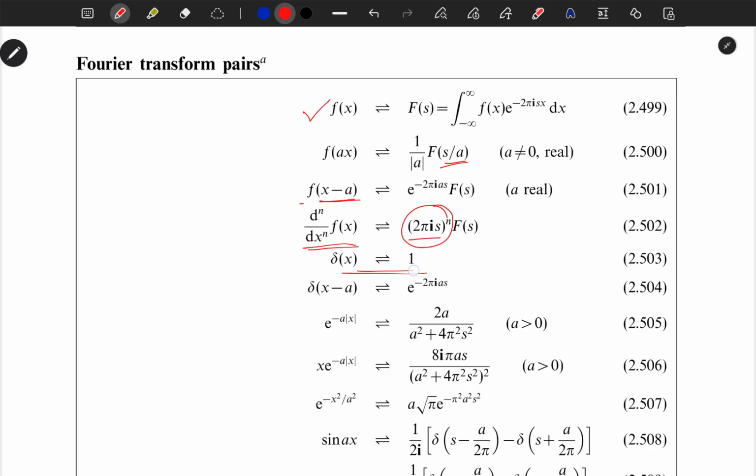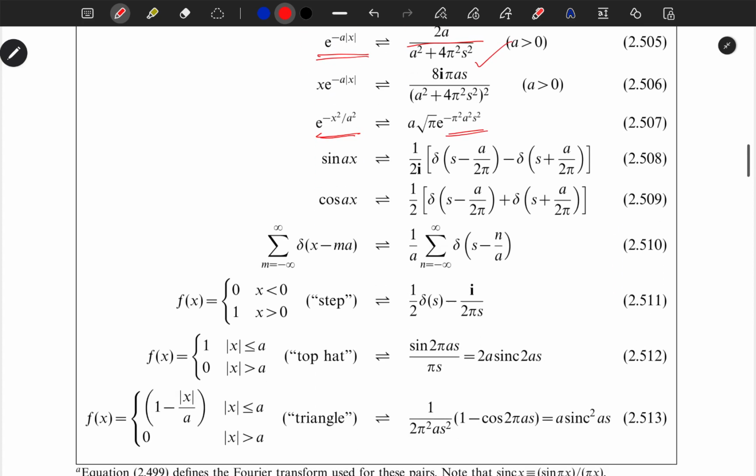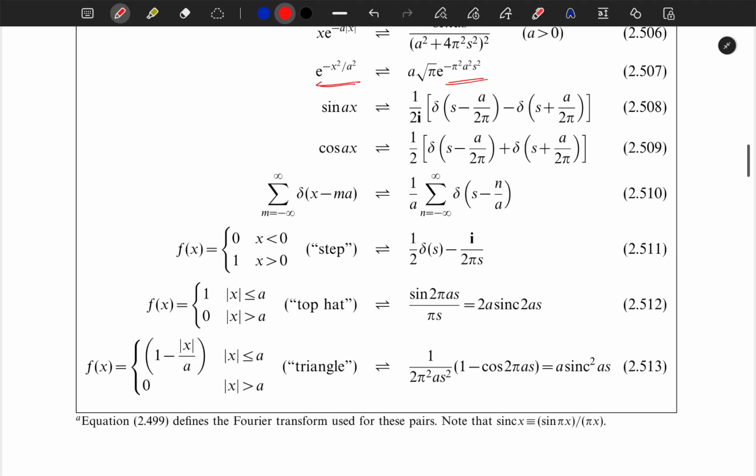Delta will give 1. Delta of x minus a will give 1 times e to the power minus 2 pi i a s. e to the power minus a mod x will give 2a by a square plus 4 pi square s square. A Gaussian will also give a Gaussian. Like this, we will get this Fourier transform.